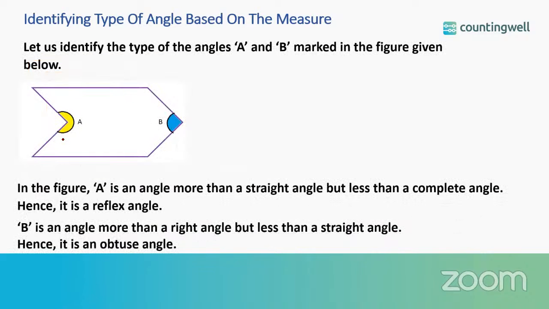Let us see one more problem. In the figure, we can identify the type of angles A and B marked in the figure. Angle A is more than a straight angle, but it is less than a complete angle. Means it is more than 180 degrees. Hence, it is a reflex angle. Whereas the angle B is more than a right angle, but less than a straight angle. That's why it is an obtuse angle. Okay. So this is how we have identified the type of angles A and B.